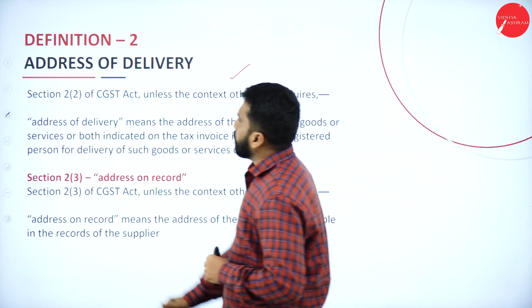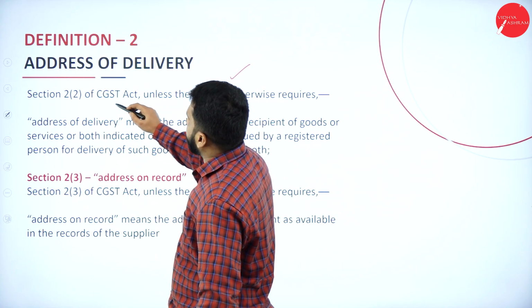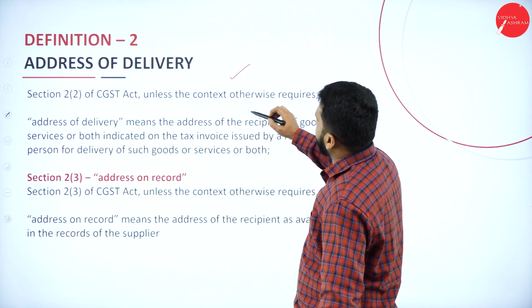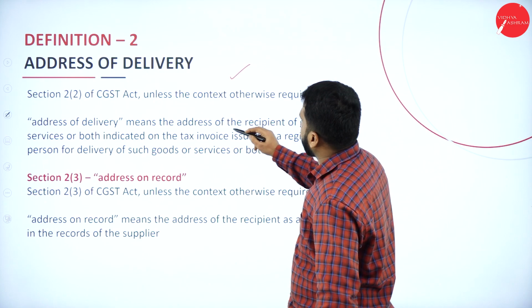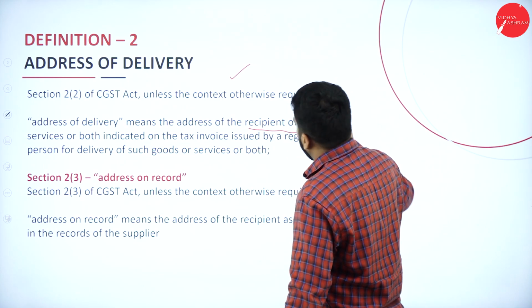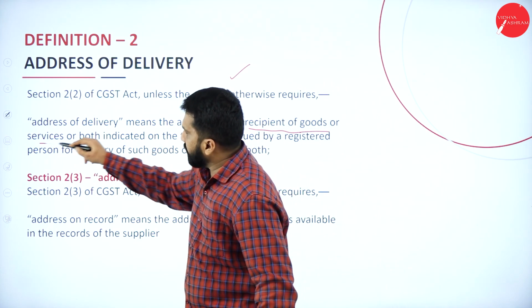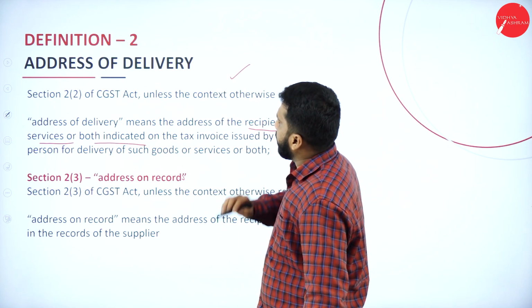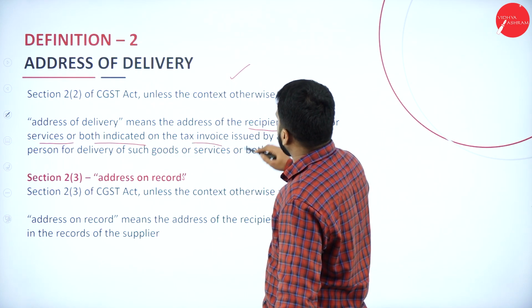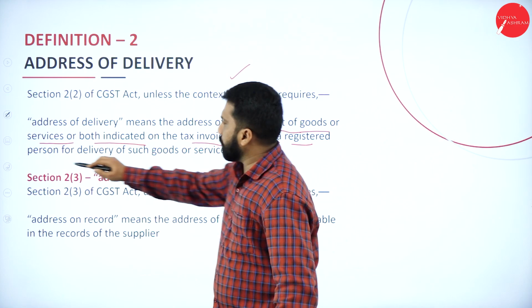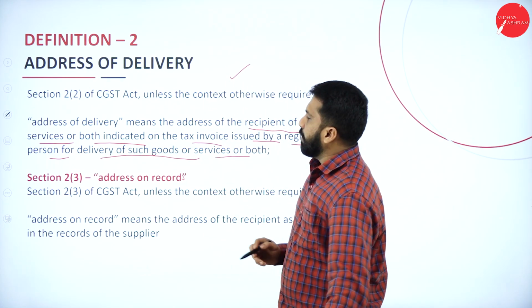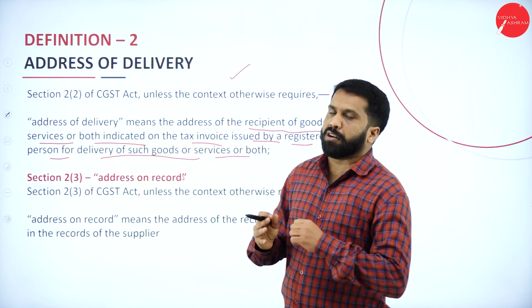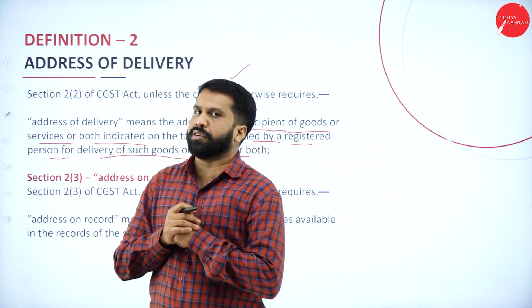We'll understand. Section 2(2) of the CGST Act, unless the context otherwise requires, address of delivery means the address of the recipient of goods or services or both indicated on the tax invoice issued by a registered person for the delivery of such goods or services. For example, you bought something from Amazon, whatever it may be.